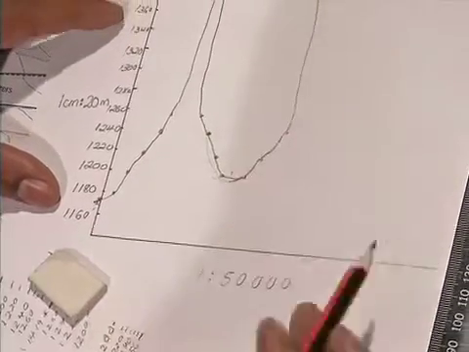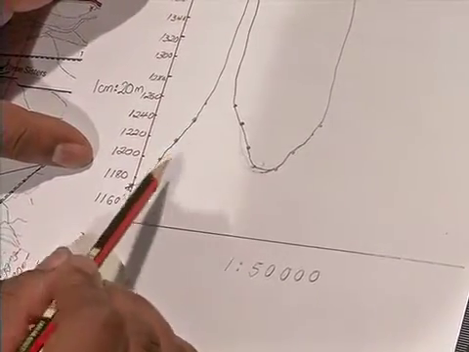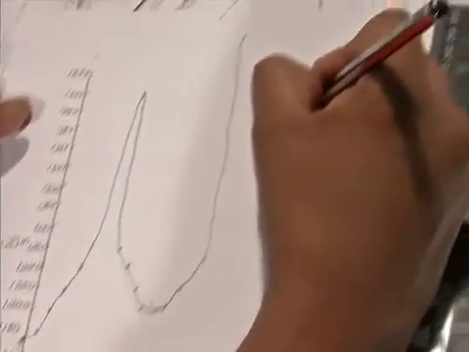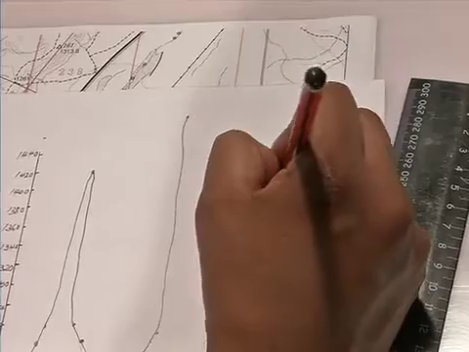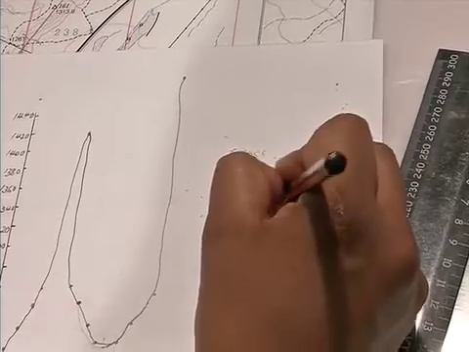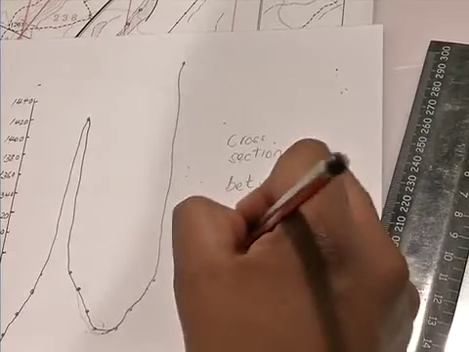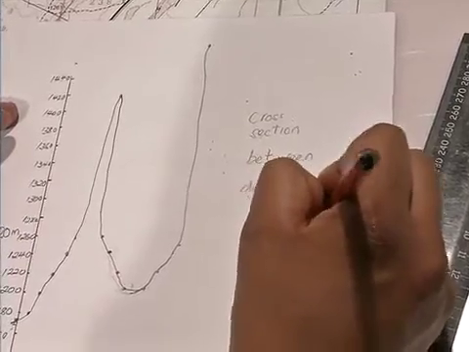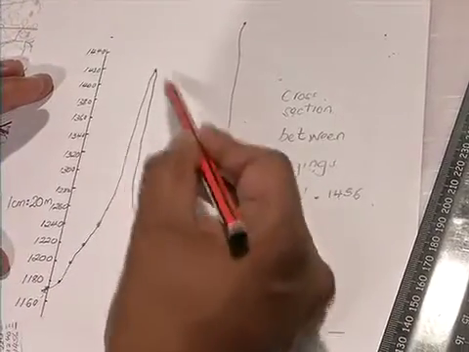Once we've established this, I want you to note that this exaggeration, which is a section we will do later on, is showing you the shape of the landscape. This is what we call a cross section between diggings and spot height 1, 4, 5, 6. When we've done this accurately, you should determine the shape of the land.